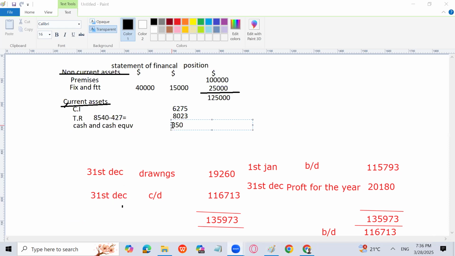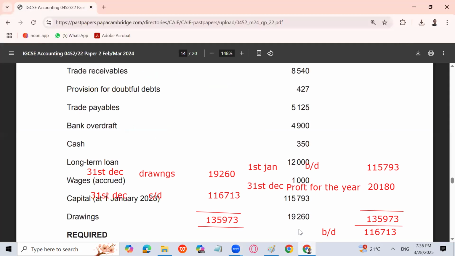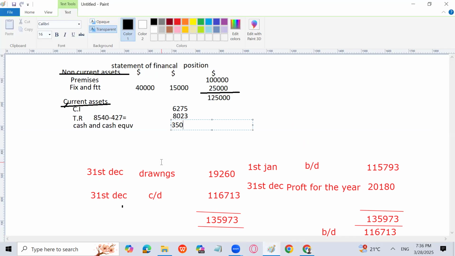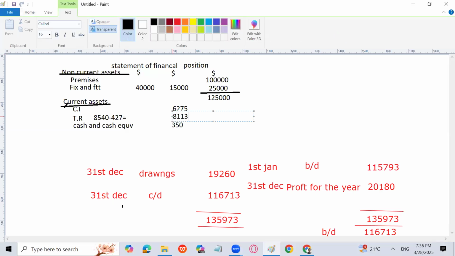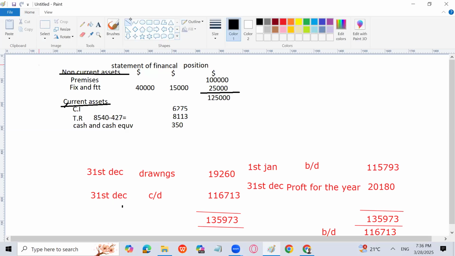Total of the current assets is going to be trade receivables 8113. Let me check it out, if I have written wrong. Cash is 350. Trade receivables 8540 minus 427, that is 8113. Okay, so that was wrong actually, but we have written it in the past. So 8113. Can you add all the current assets? We will get the total of the current assets and then we will get the total assets.